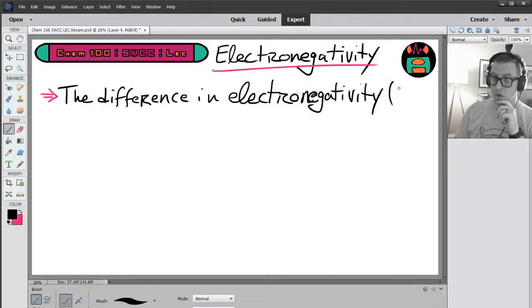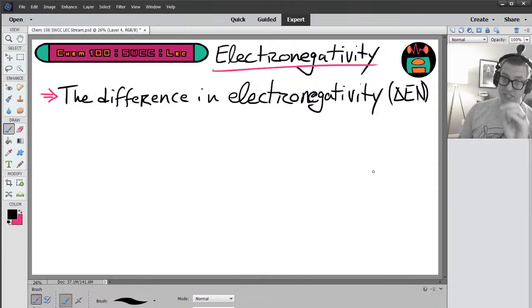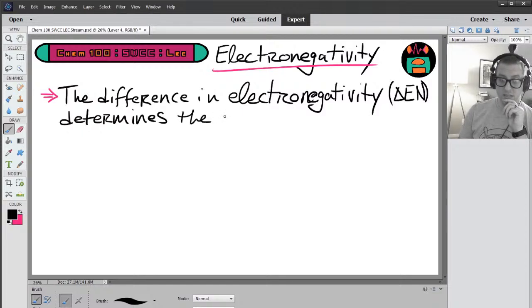And just so you know, going forward, this symbol delta, that little triangle, is the capital symbol delta from the Greek alphabet. That means change in. So delta EN is change in electronegativity or difference in electronegativity. The difference in electronegativity determines the type of bond between two elements.